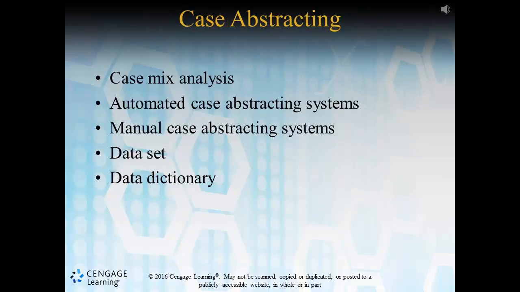Case abstracting can be either automated or manual as a process. This is an activity performed by the HIM department, specifically an abstractor, so that patient information can be collected to determine payment status, generate specific indexes, and report patient healthcare quality data back to state and federal agencies.